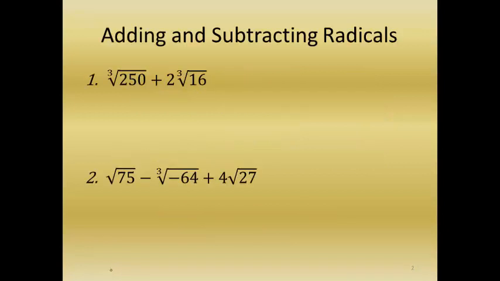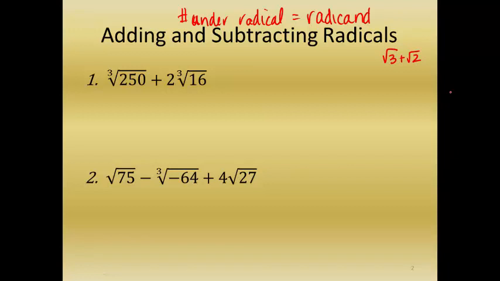All right, so the first type we're going to work with are adding and subtracting. And the key is that the number under the radical, whatever type of radical it is, is called the radicand. And the radicands, in order to add them or subtract them, must be the same. So basically you cannot add a square root of 3 plus a square root of 2. It would just remain just like that. That's as simple as that gets. Because the square root of 3 and the square root of 2 are different radicands, we cannot add them.